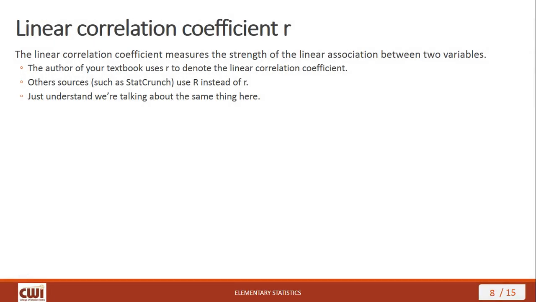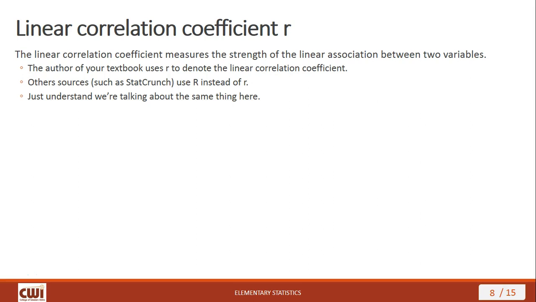Let's talk about the linear correlation coefficient, because this is how we're going to measure the strength of a linear correlation between two variables. Now, there are different denotations or symbols used for the linear correlation coefficient. The author of your textbook uses a lowercase letter r. However, there are others, and apparently StatCrunch is among them, that use a capital letter R instead of a lowercase letter r. It really doesn't matter which you use.